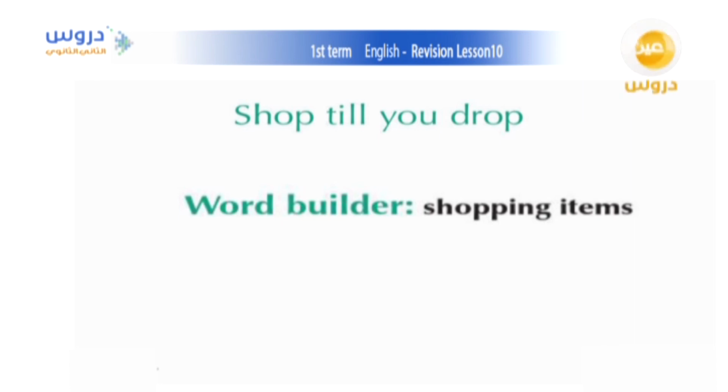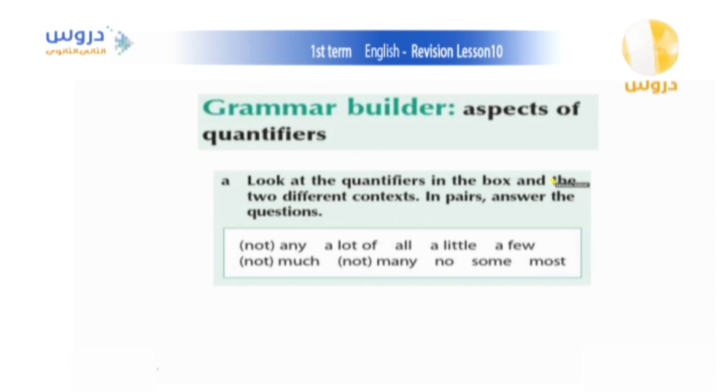You remember we talked about shopping items like razor blades, underarm spray, perfumes, and so on. Now let's remember the items that we buy when we shop and what we use. We use not any, not many, a lot of, all, a little, a few, not much, not many, no, some, most. These are actually in English what we call quantifiers. What we mean by quantifiers is that they tell us about the amount, the number. Maybe sometimes it's 1 kilo, sometimes 3 kilos, sometimes 4 pieces, 5 pieces, sometimes 2 pairs, 3 pairs, and so on.